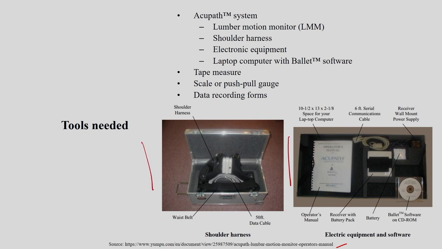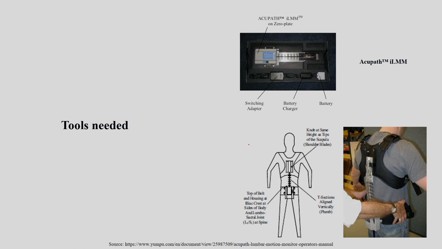As we do not have it, we will not be able to show you the actual experiment. Now you can see how this figure is, and how you need to fit it, with the shoulder harness and buttock harness. This is the sensor, and this is the kind of goniometer you have. In the original, this is how it looks when you set up the instrument on the operator's back.